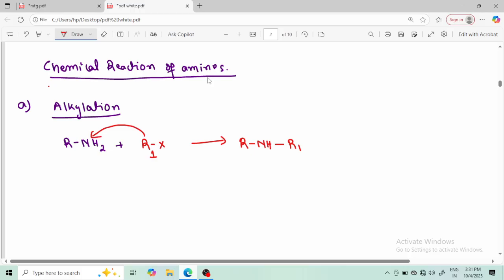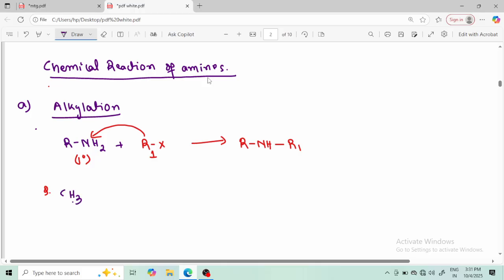Okay, so it's not like that every time they will be giving RNH2. This is 1 degree amine, right, RNH2, so they might give 2 degree and 3 degree also. All you have to do, you have to remove the hydrogen and in its place you have to add the alkyl part with respect to the bonding side. Okay, so let's do some questions.